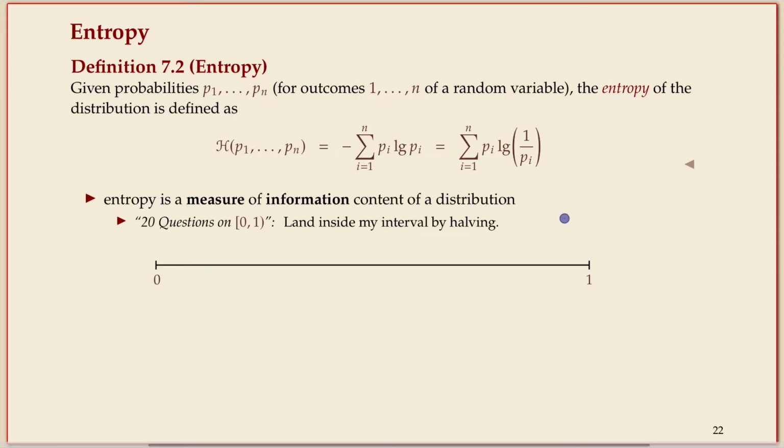So why might it make sense to make this definition? First of all, I've just thrown this definition at you and haven't told you what we'll use it for. The idea of entropy is to have a measure of information content. Now, what's the information content of a distribution? That's a bit unclear, maybe.